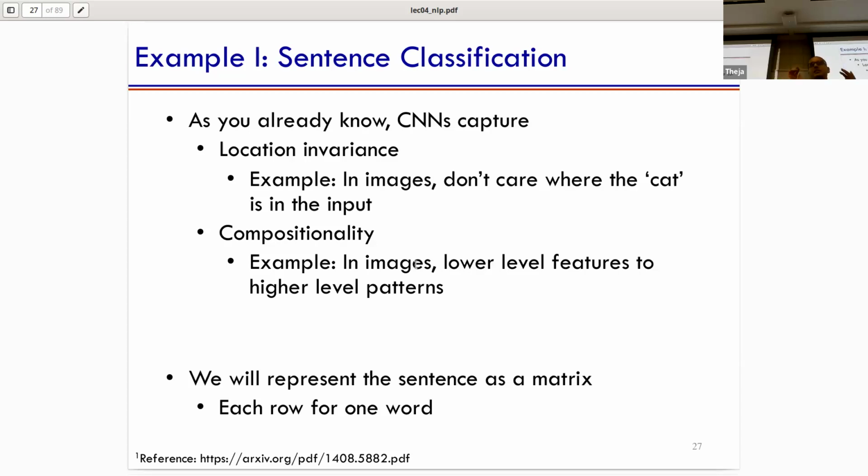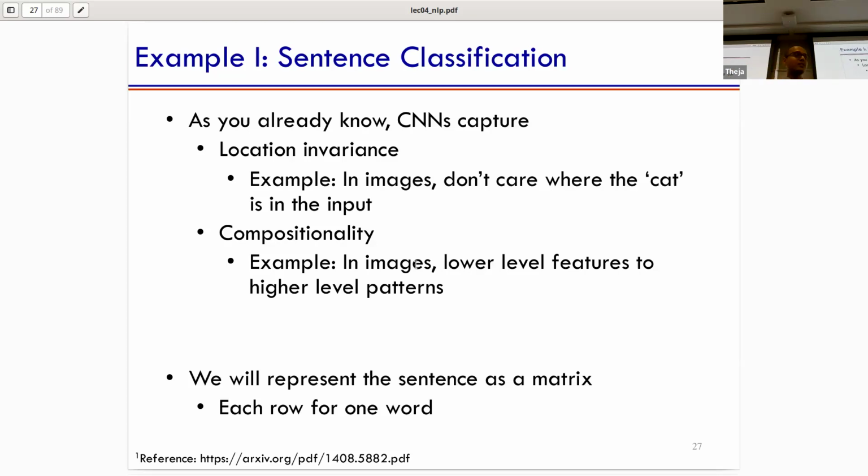What we want to do is somehow represent the sentence, like we're doing sentence classification or spam classification, they're all the same thing. We want to somehow represent the sentence as a matrix. What is its dimension? What is the number of rows? And what is the number of columns? So we want to represent each word as one row. If the sentence has 10 words, then 10 rows. If the sentence has 5 words, then 5 rows. What is the number of columns of this matrix?